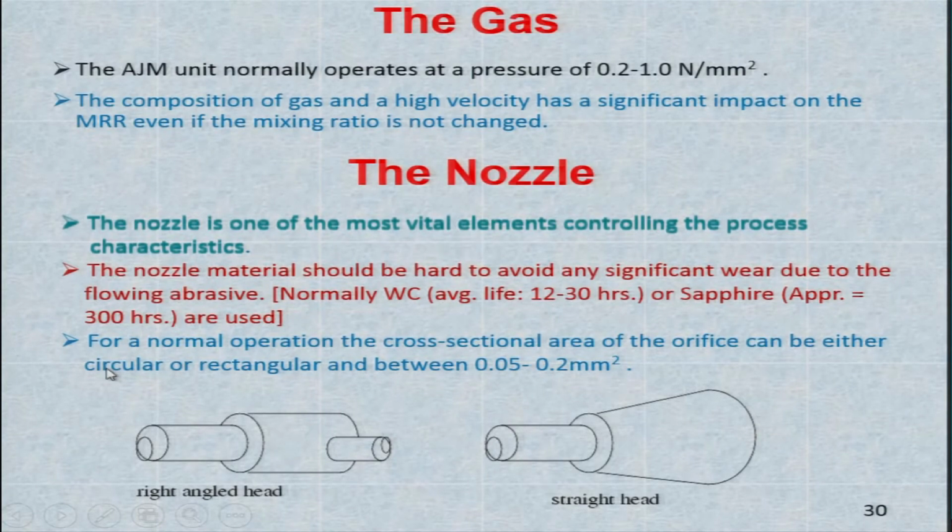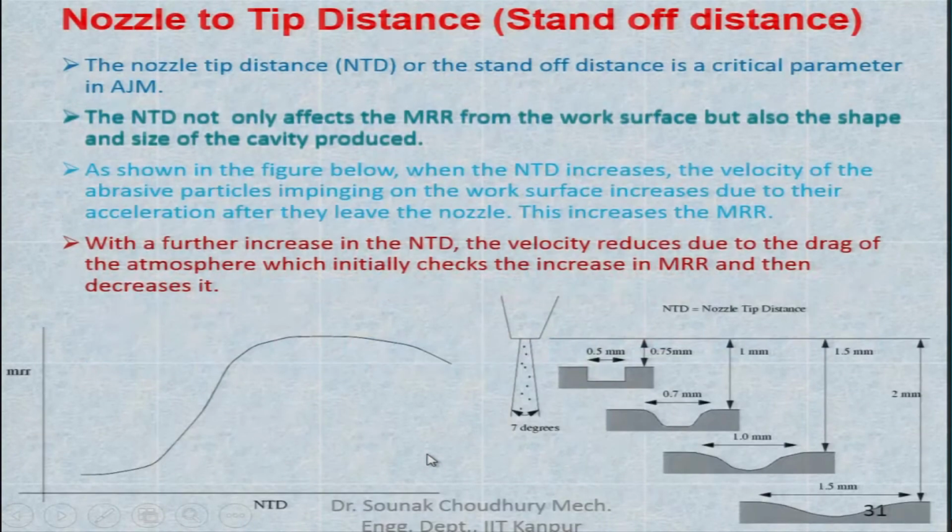Okay. For a normal operation, the cross sectional area of the orifice can be either circular or rectangular, okay, and between 0.05 to 0.2 millimeter square. So, this will be the cross sectional area of the orifice. The orifice is through which the flow goes, okay.